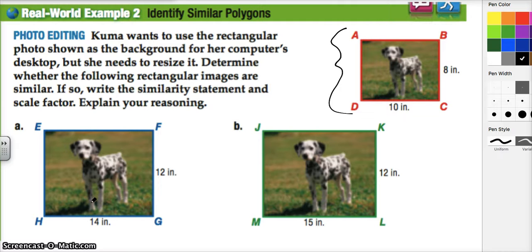We can see that these are two rectangles, so all of the angles are 90 degrees, so we've got the equivalent angle piece, but what we need to do is see if the sides are proportional. So I would take 8 to 12, and I'm going to see if that's equal to the same thing as 10 to 14. And I'll put a little question mark here.